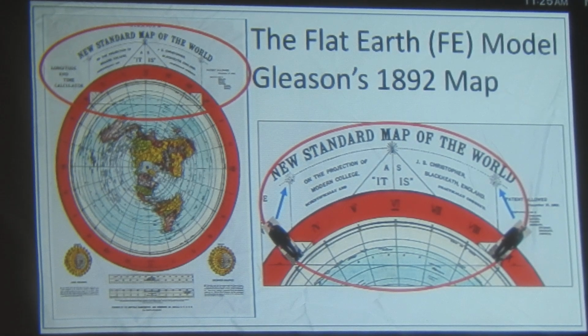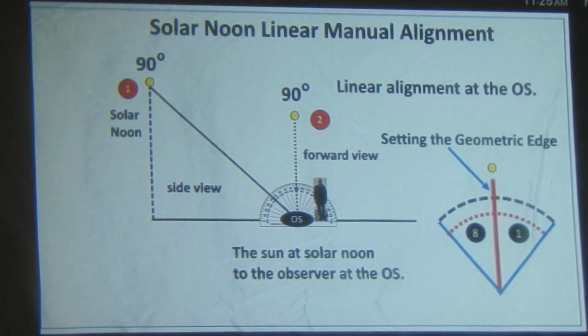It's an excellent document, and I believe a major breadcrumb that was left behind. There's no known copyright to it as well, so that's another factor. Again, I talked about solar noon manual alignment. You have to set that edge. That's setting the edge once you get alignment, linear alignment.